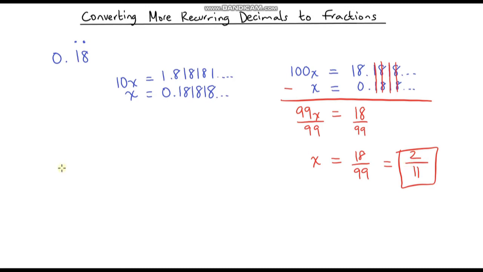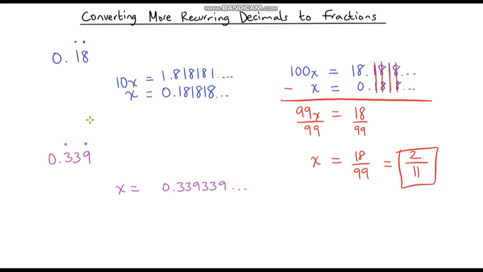Okay, I'm going to do one more, and this time I'm going to have 3 digits to recur, and hopefully you might be able to spot a pattern as to how many times we're going to multiply it by 10. So let's say we've got the recurring decimal 0.339, and I'm going to put a dot above the first 3 and the 9, which means that the whole 339 pattern recurs. The first thing I'm going to do is set that equal to x, and write it out in full. And now think about how many times I'm going to multiply by 10.